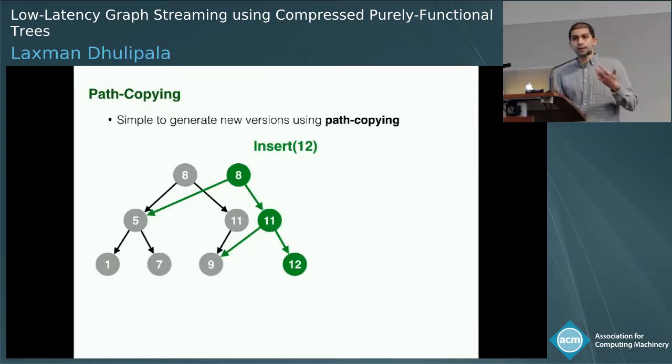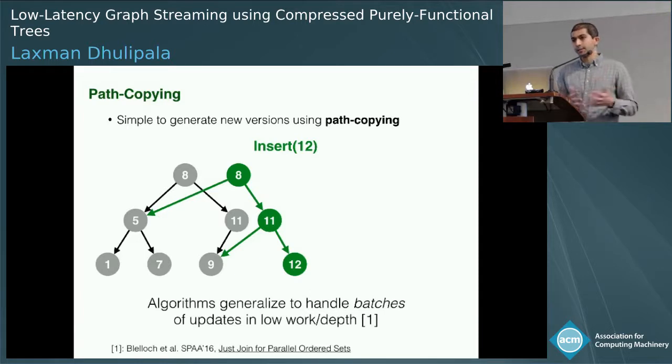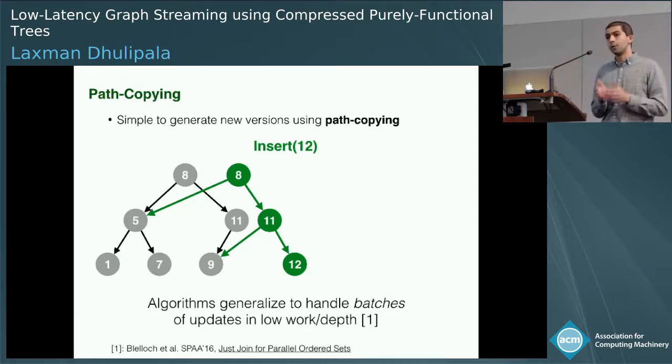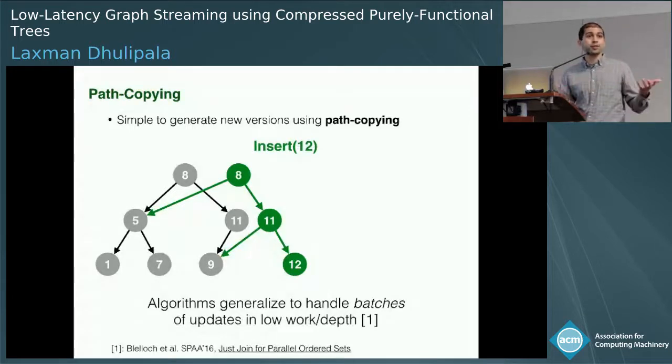And in fact, this style of update algorithm actually generalizes to handle batches of updates in low work and depth. And to define these terms, the work is like a notion of sequential time in the parallel setting, which is the total number of operations you do, and the depth is the longest sequential chain of dependencies, or the critical path length of the parallel computation. So our colleagues have developed very nice work showing how to process batch updates in parallel with nearly linear work and polylogarithmic depth. So these kind of algorithms get great speed up.